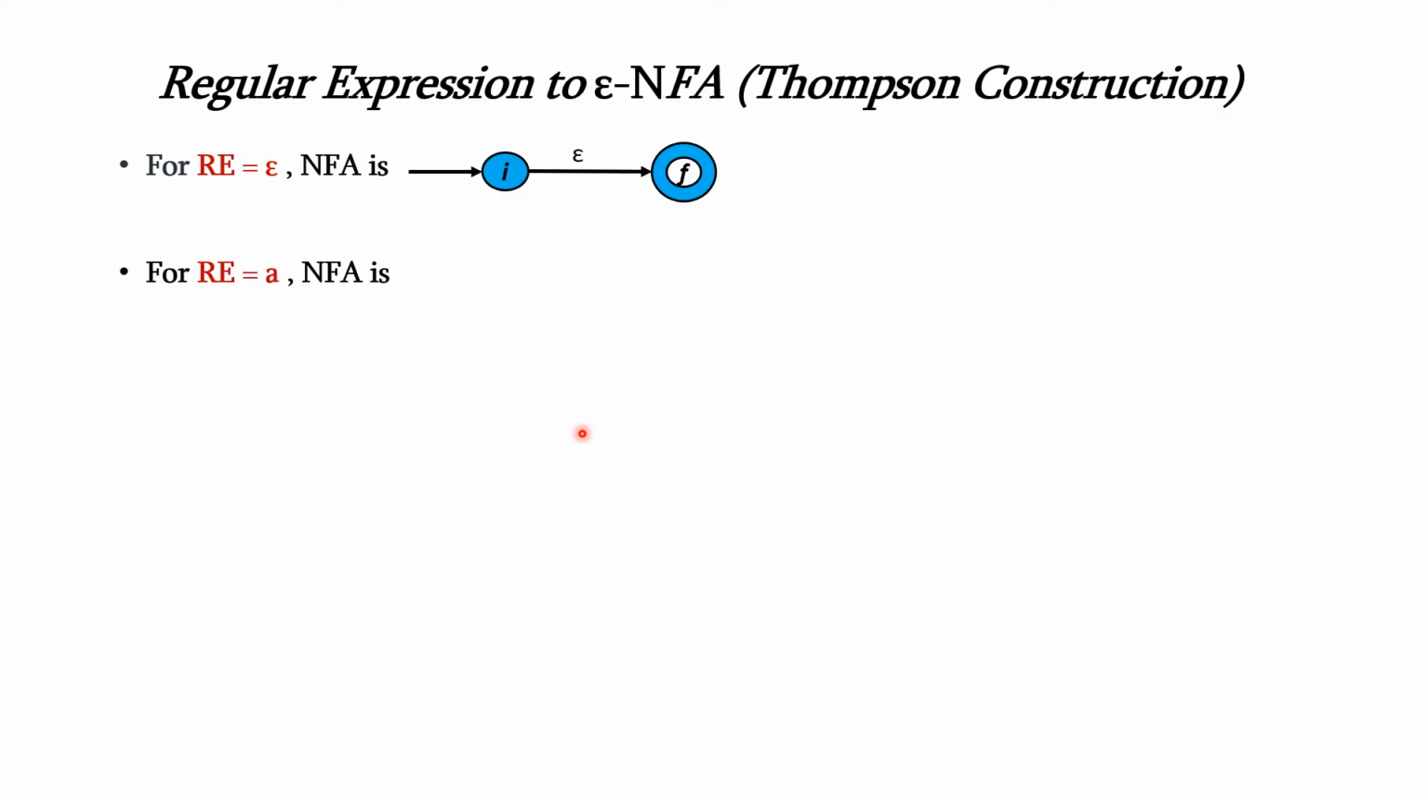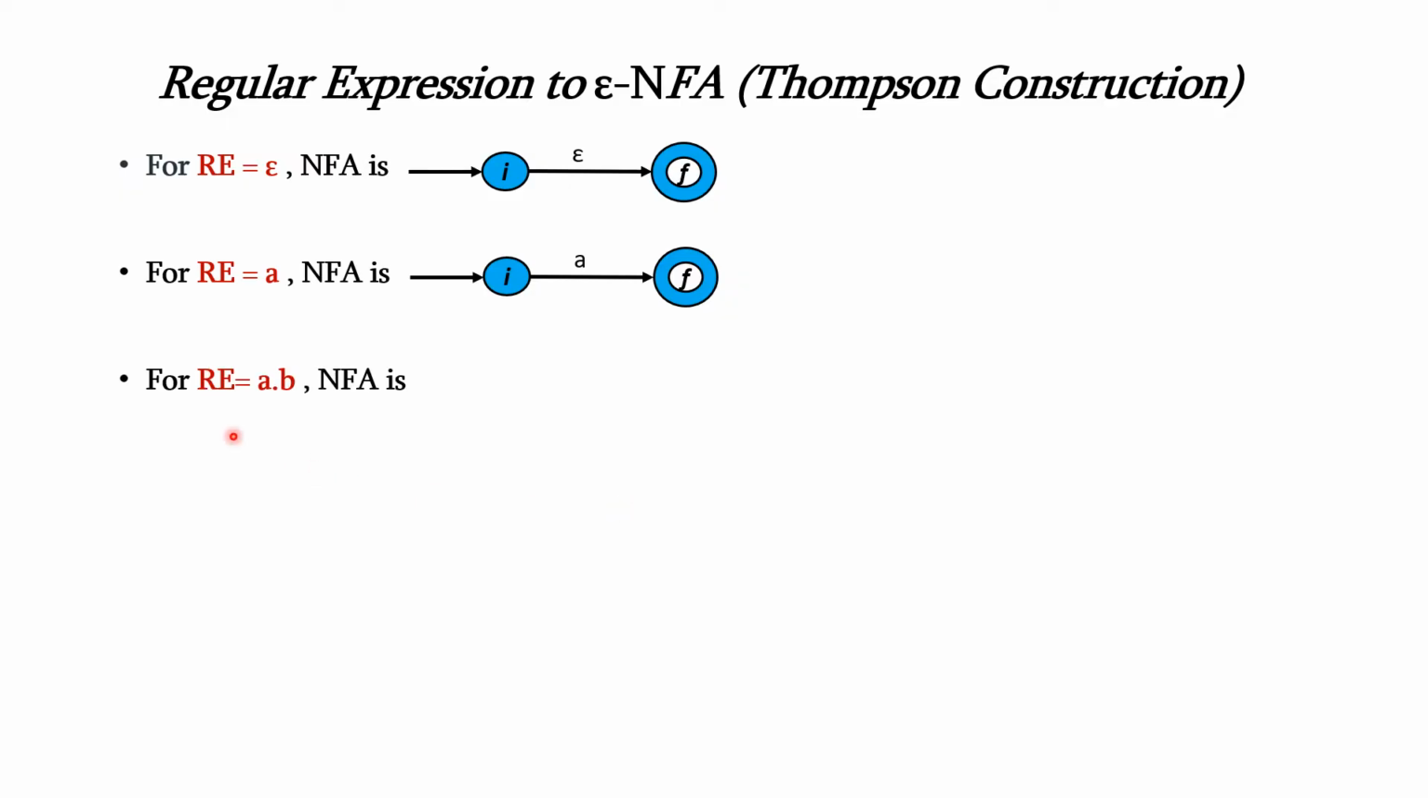According to the Thompson construction method, if the regular expression is epsilon, that is, the regular expression has the empty string, then the NFA can be represented as shown here. Here we have an initial state and a final state connected with an edge labeled with the epsilon symbol. If the regular expression has only a single input, for example A, then the NFA can be represented as shown here, with the initial state and final state connected with an edge labeled with the input A.